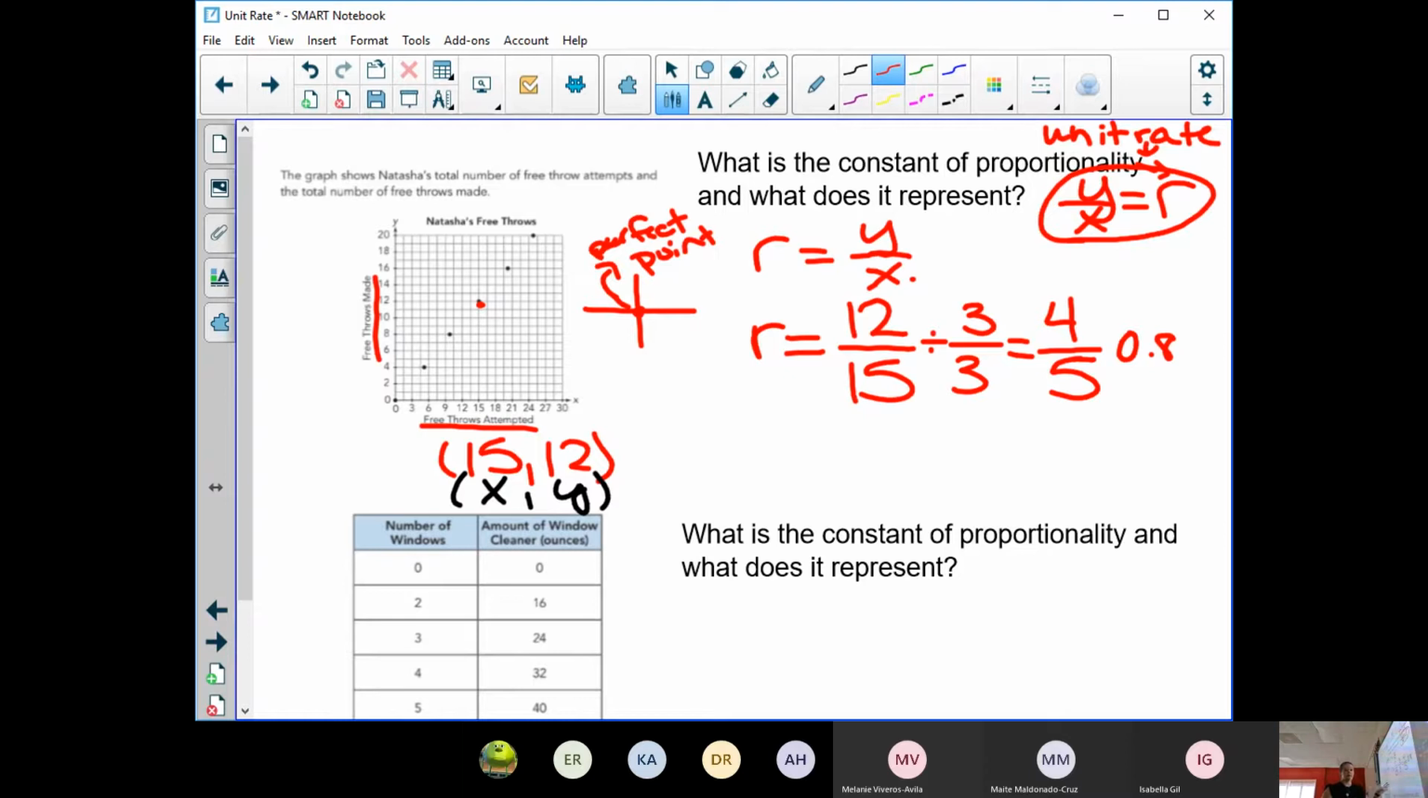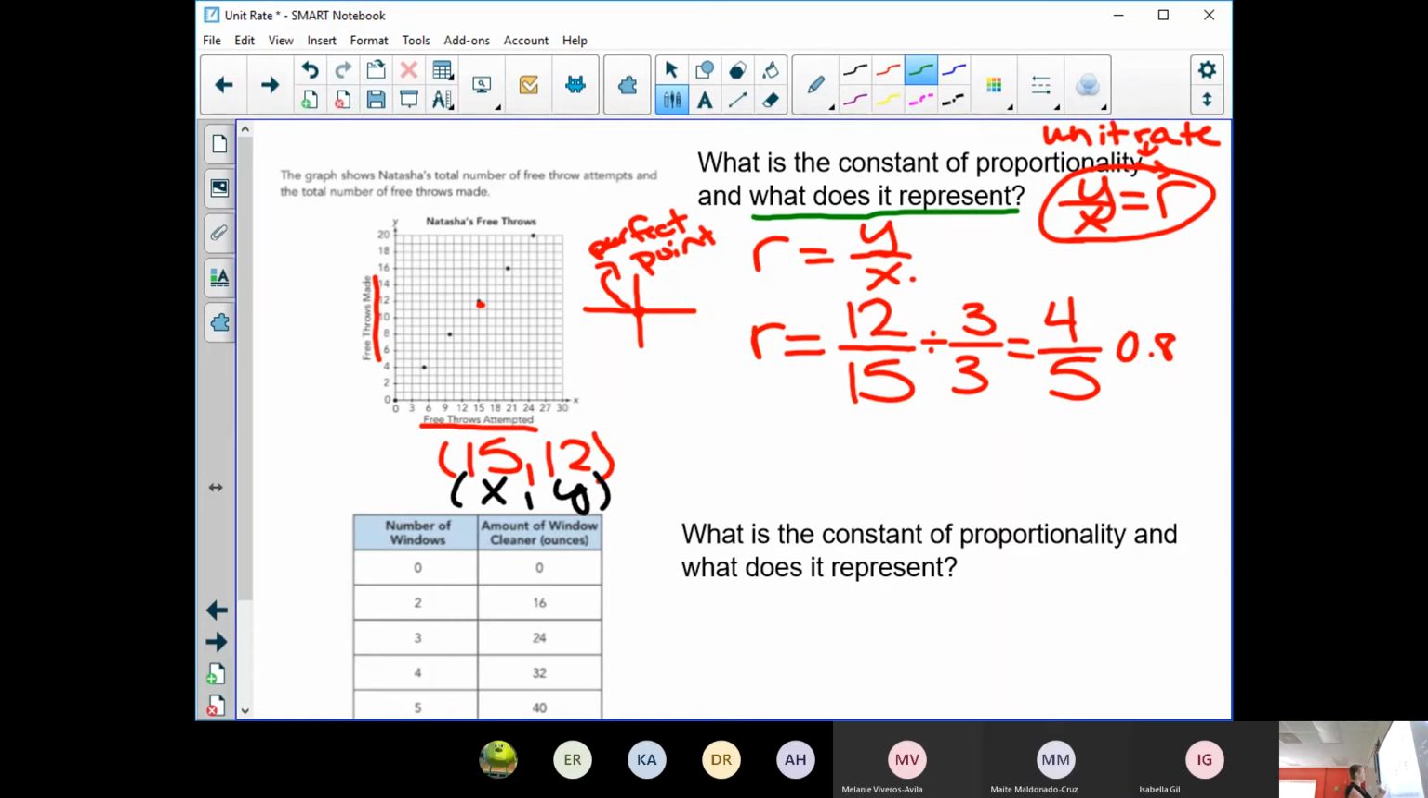Any questions how I found the constant of proportionality, my r? No questions about that? All right. So the other part of my question wants to know what this means. What does it mean if my constant of proportionality is 4/5?